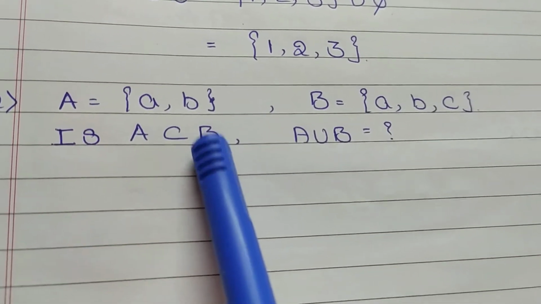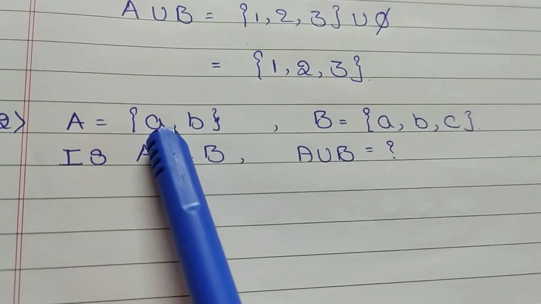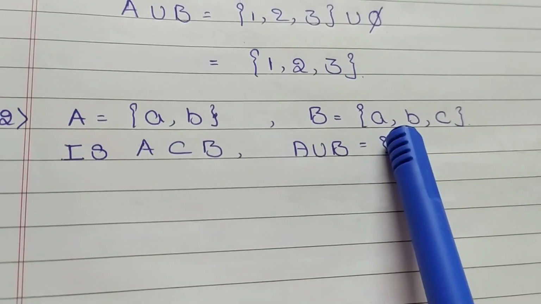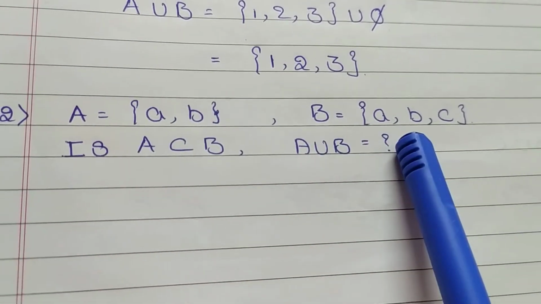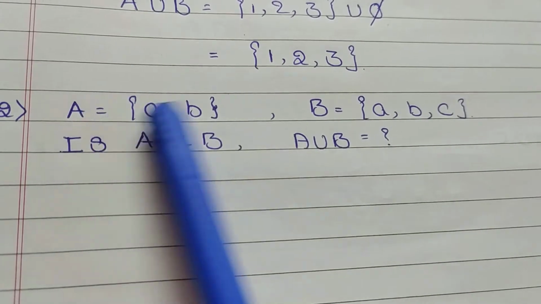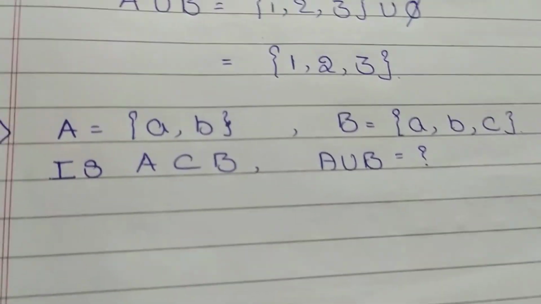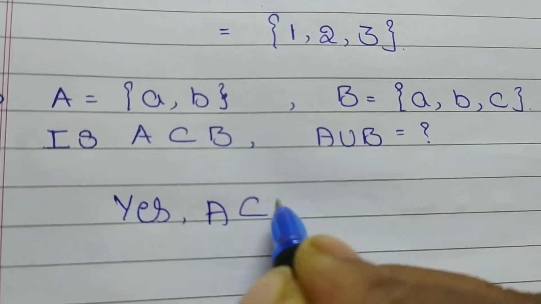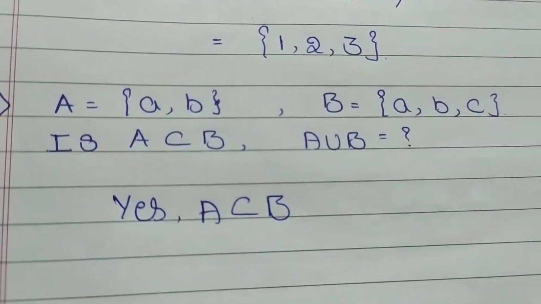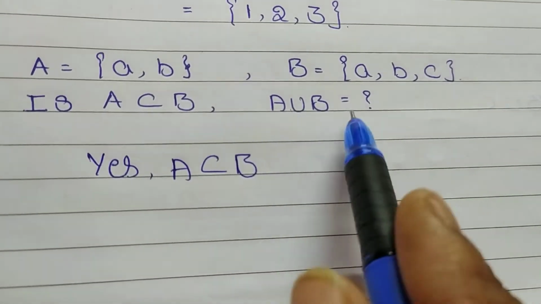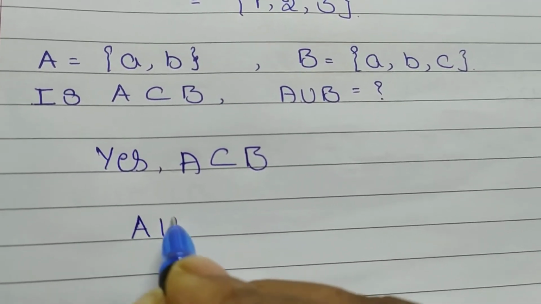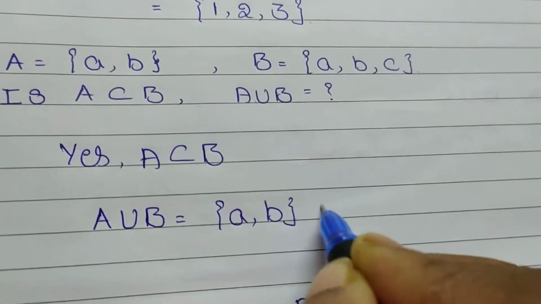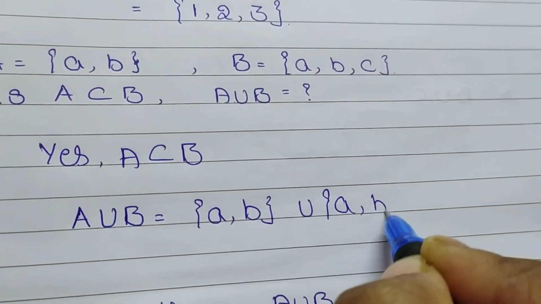Yes, A is a subset of B. Why? Because every element of A is an element of B. A and B are there, and those elements are there in B itself. So that's why A is a subset of B. You can write the answer as yes, A is a subset of B, because every element of A is an element of B. Now you should find out what A union B is.